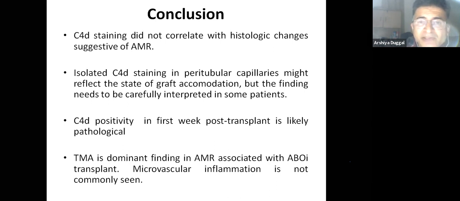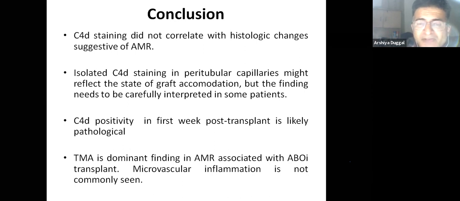Because if it is positive 2 weeks post ABO-incompatible transplant, it is impossible to say whether it is due to accommodation or acute AMR. But the dominant finding in all the 3-4 biopsies was TMA. There was no microvascular inflammation, but we lost that graft 1 year post transplant. That was the only case of ABO-compatible transplant in which graft nephrectomy was not done in the first 1 week or 10 days post transplant, because somehow we were able to save that graft by plasmapheresis and all that.